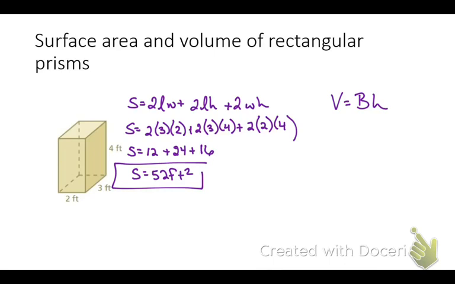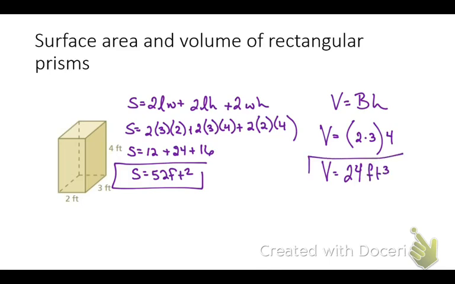All right, so now volume equals the area of my base. What two numbers do I multiply to find the area of my base? 2 times 3. So the area of my base times the height of my prism. What's the height of my prism? 4. What's 2 times 3? 6. What's 6 times 4? 24 feet cubed. All right, any questions on that? It's on your test tomorrow. Any questions? Area of my base times my height.